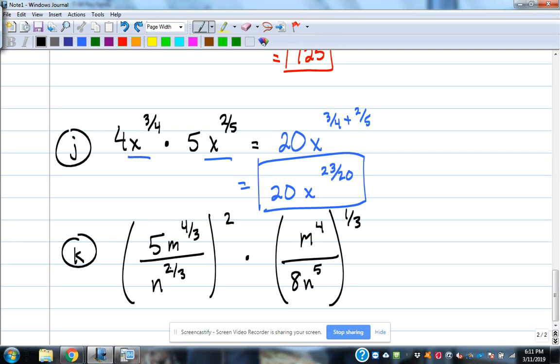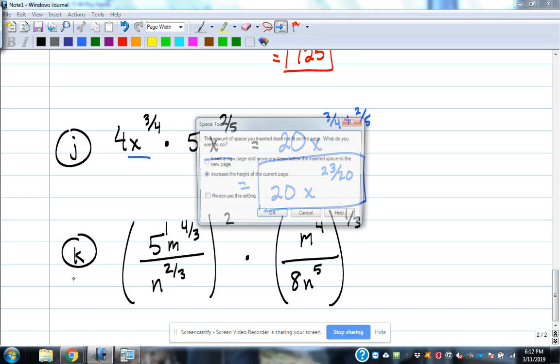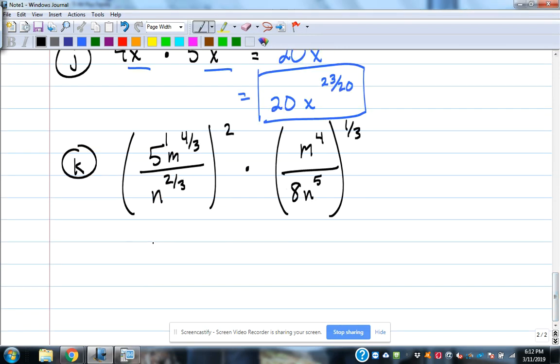4/3 and the 2/3, and there's one more. The 5 has an exponent of 1. Don't forget about those. Okay, so when I multiply that out for this problem, I'm going to have 5 to the 2nd power. M to the 2 times 4/3 would be 8/3. 2 times 2/3 would be n to the 4/3. So that's just 2/1 times 2/3. That's how that's coming in. 2/1 times 4/3.